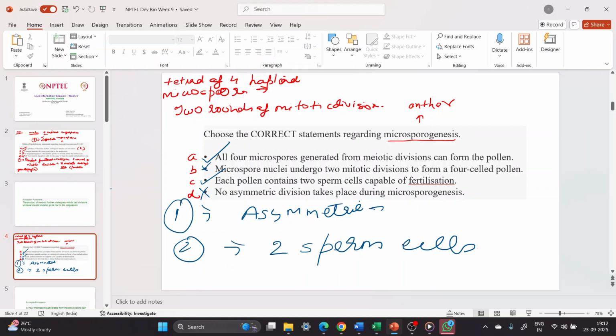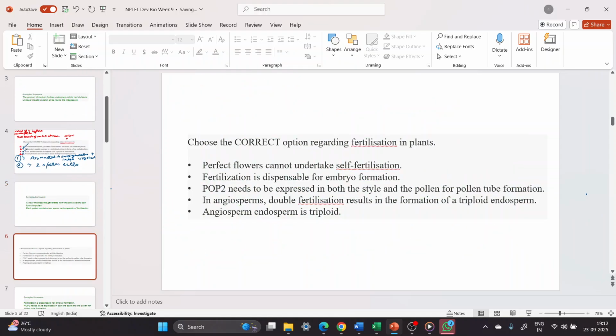So this asymmetric division produces a small generative cell plus a large vegetative cell. Okay, so I hope this is clear.